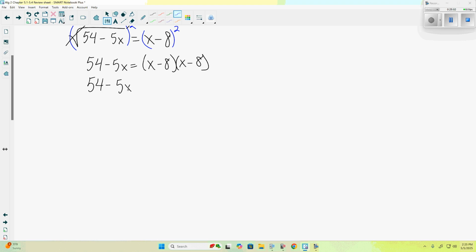We have to distribute through. X times x would give us x squared. X times -8, -8x. -8 times x is -8x. And lastly, -8 times -8 is plus 64. Now, before we start trying to solve for x, it might be good to combine like terms. Our negative 8x minus 8x is negative 16x.